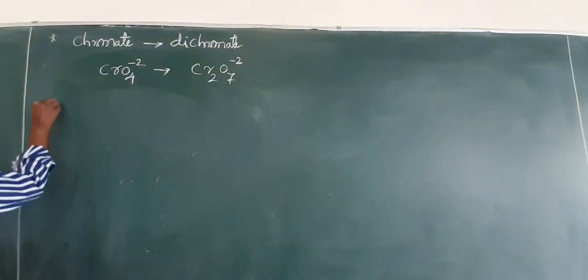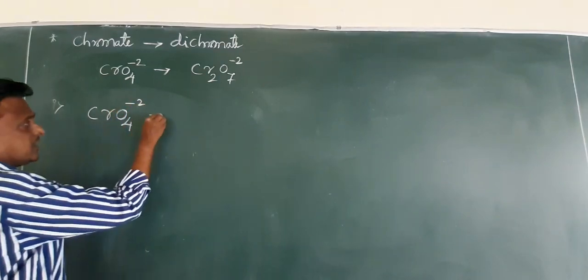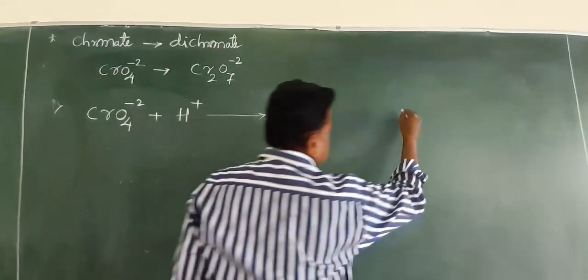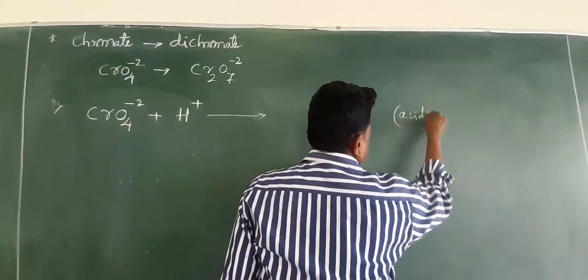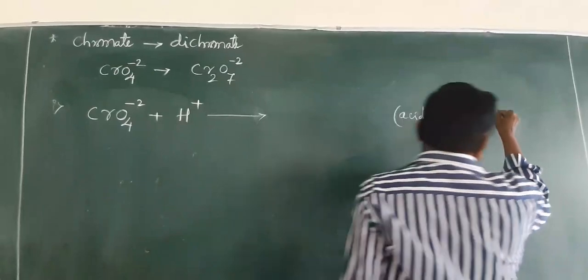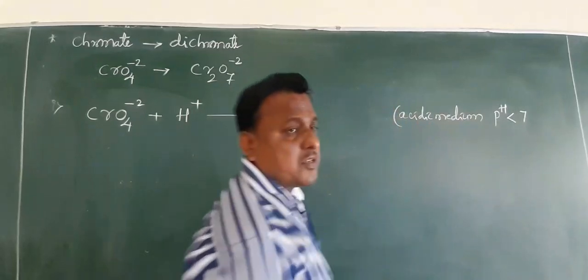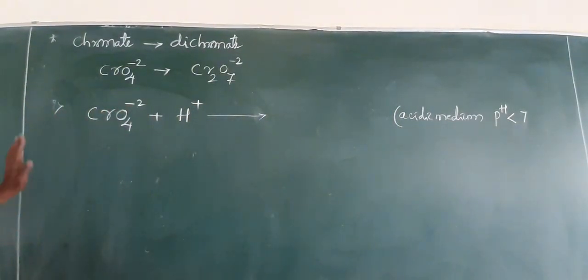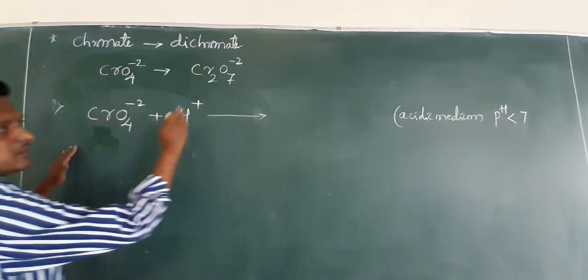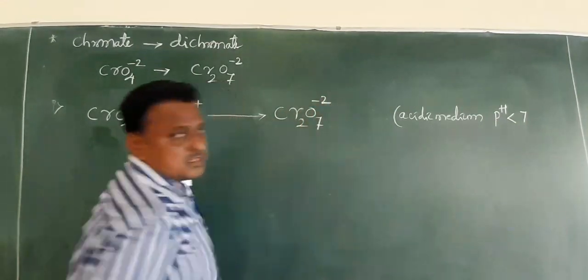It's very simple, friends. The chromate ion is treated with an acidic medium. It's treated with an acid. Here we know it is an acidic medium, or pH is less than 7. You can easily know the component. The chromate is converted into dichromate. The dichromate formula is Cr2O7 2 minus.